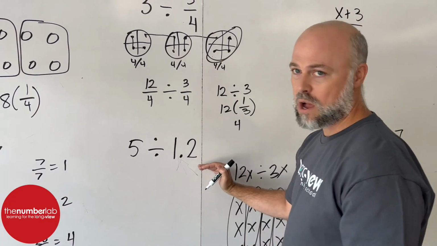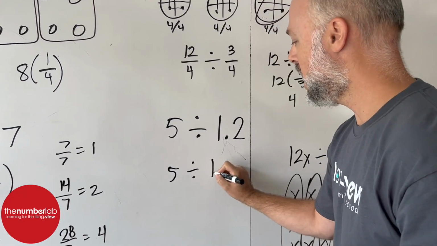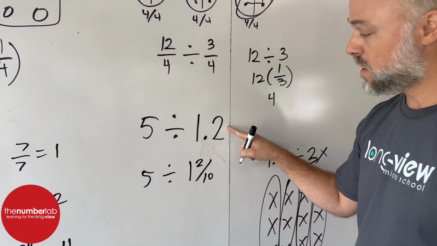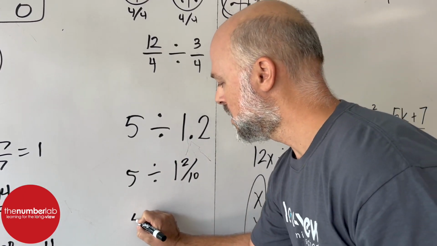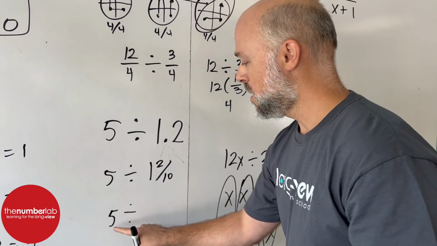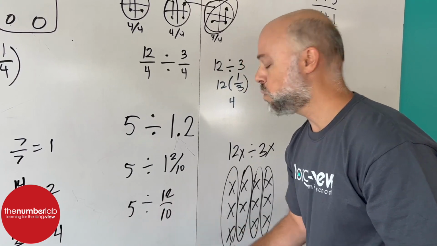I'm going to rewrite that, what I just said. This was 5 divided into groups of 1 and 2/10. This is a mixed number, 1 and 2/10. Well, 1 whole is 10/10. I have another 2/10. So this is 5 divided into groups of 12/10.